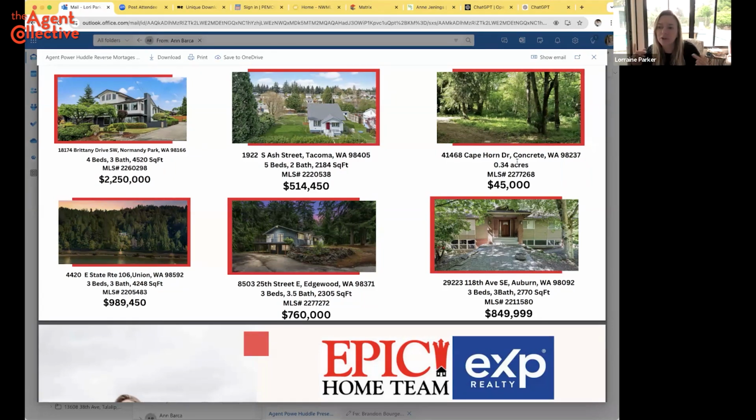Now, with a reverse, what's the max loan amount for a reverse? $1,149,000 is the maximum value on an FHA reverse, but we can go up to $4 million on the proprietary one that you mentioned earlier. So there are opportunities there for a payment-free loan up to that 2.25.